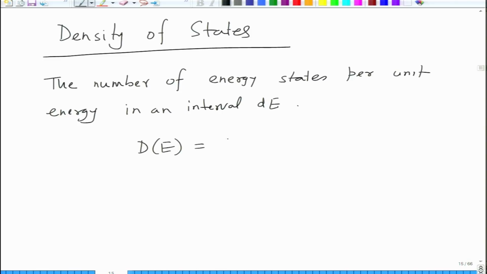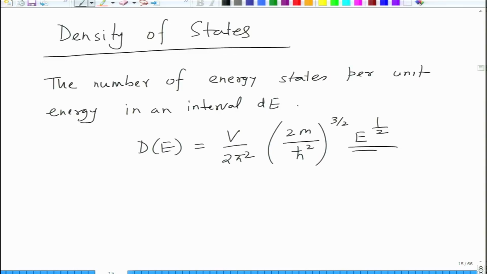And we can write this g(E) dE as V over 2 pi square. There is a whole analysis behind this which I am not going to do here. 2m divided by h cross square to the power 3 by 2 into E to the power half. So, you can do this analysis of density of states in 1 dimension, 2 dimension, 3 dimension space. Now, when you plot density of states as a function of energy, you can see that it goes as E to the power half.